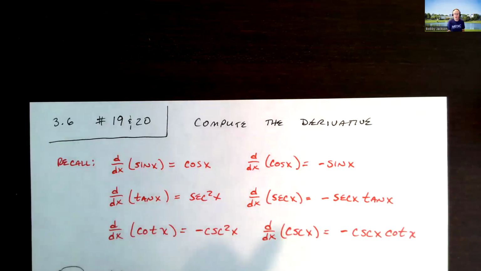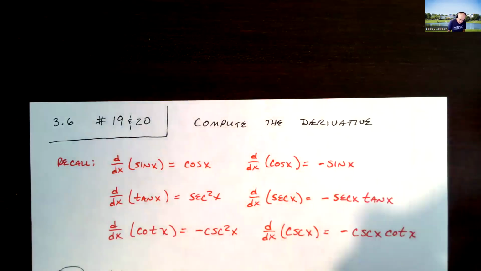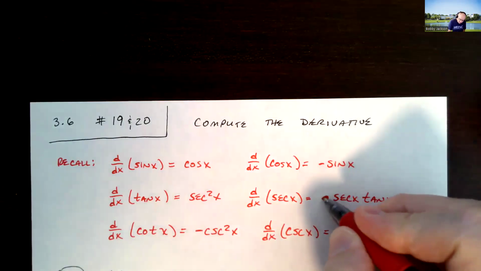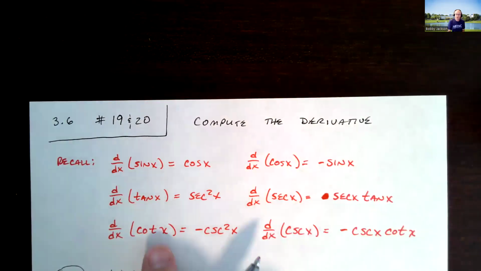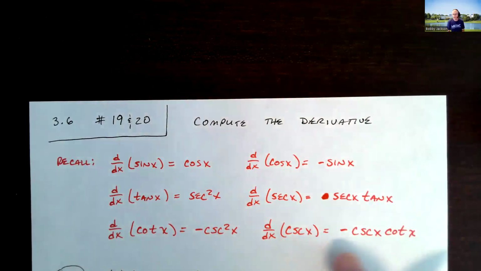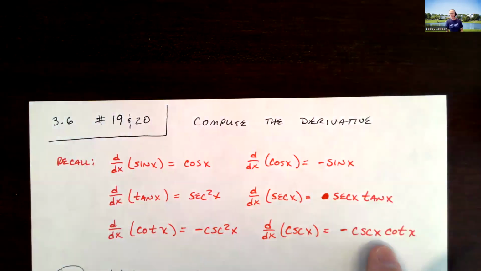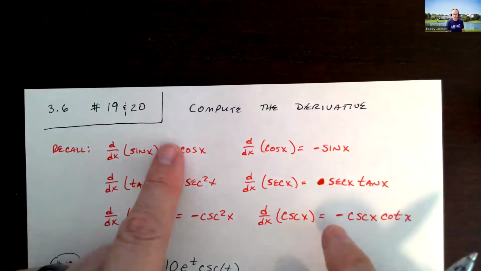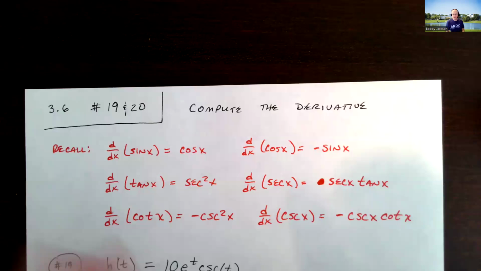So the derivative of tangent is secant squared. Derivative of secant is, whoops, that should be secant x tangent x. I'm sorry, there's not a negative sign there. Derivative of cotangent x is negative cosecant squared x, and derivative of cosecant x is negative cosecant x cotangent x. So some are positive, some are negative, and there's a pattern.